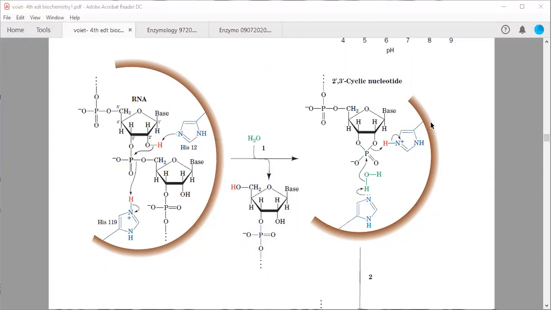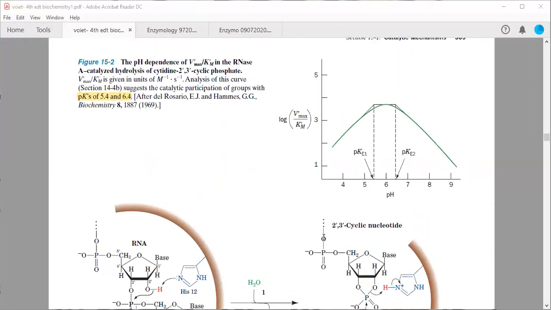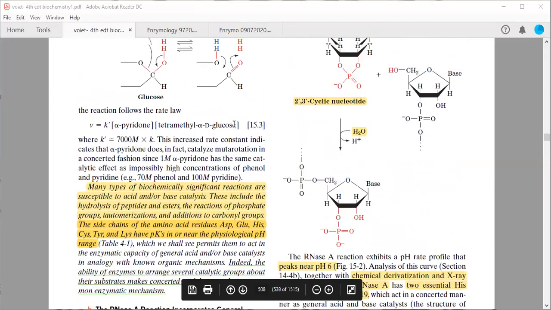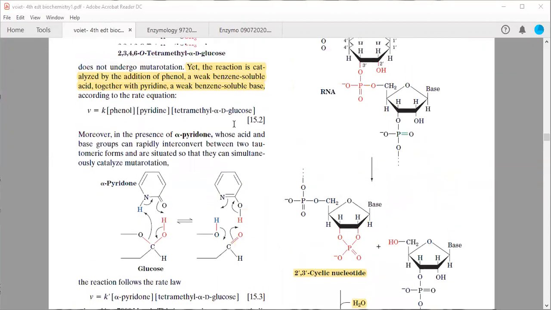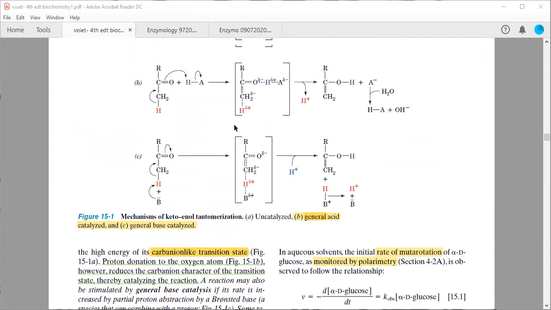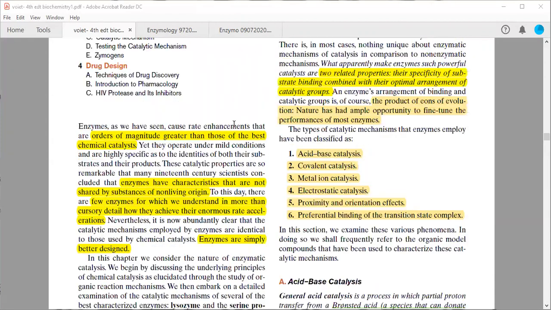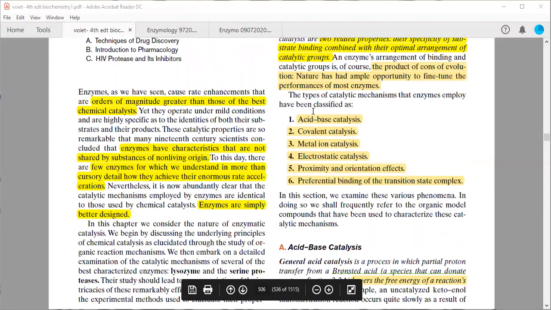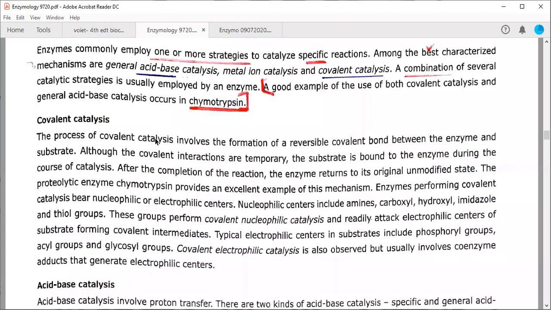Now, before telling everything about RNase A, I will tell you the reason why we are discussing RNase A first. First of all, we are going to discuss acid-base catalysis. So RNase A is an example of this particular mechanism. This is the first reason. And the second reason is given in this particular PDF.